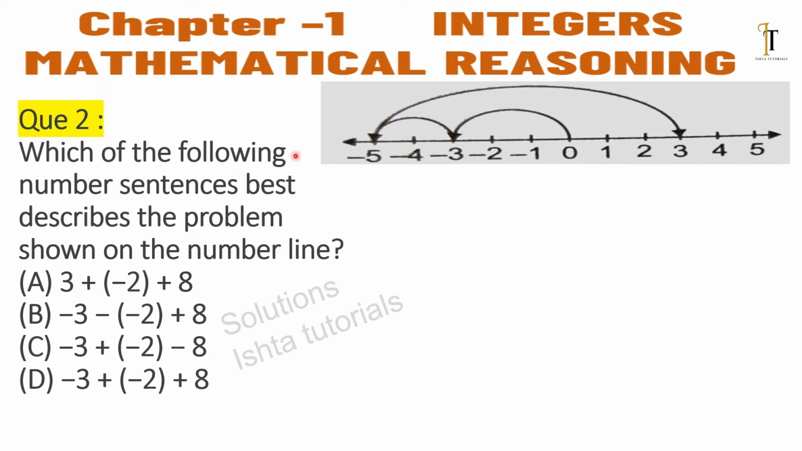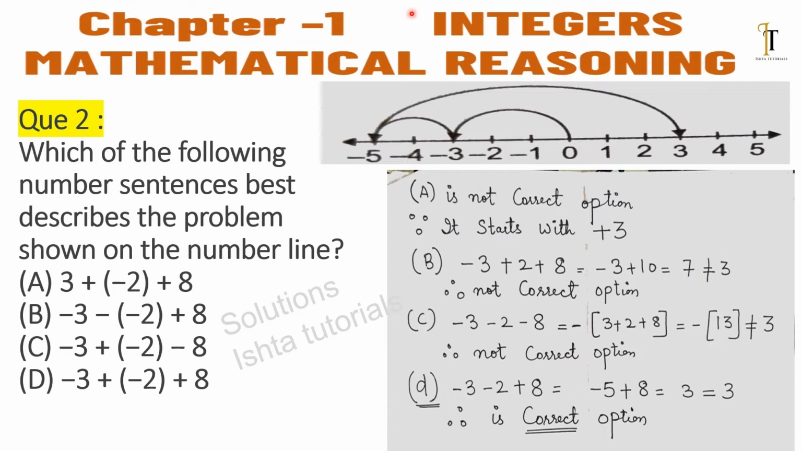Question 2. Which of the following number sentences best describes the problem shown on the number line? Now read the question carefully, observe the number line and the options given. In option A, it starts with 3, but 0 jumps to -3, so we can eliminate option A. Now find your best-suited method and find the answer. Let's check the solution. A is not the correct option, as I told you. As we can see in the number line, we want the final answer 3, but in B and C we are not getting 3. So option D is the correct answer.